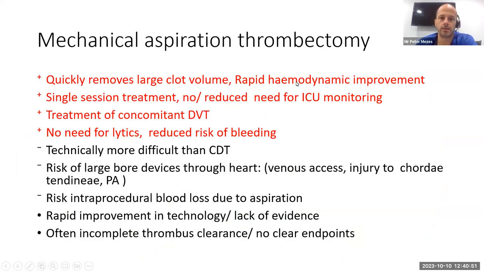The other group, the mechanical aspiration thrombectomy group, has a big advantage in that it quickly removes a large volume of clot, and therefore it can improve hemodynamic impairments rapidly. And also it often completes the treatment in a single session, so you don't need to put the patient on ICU, or there will be a need for a significantly shorter stay on ICU. You often use the same or very similar equipment to remove DVT, so often you can treat the concomitant proximal or iliofemoral DVT at the same time.